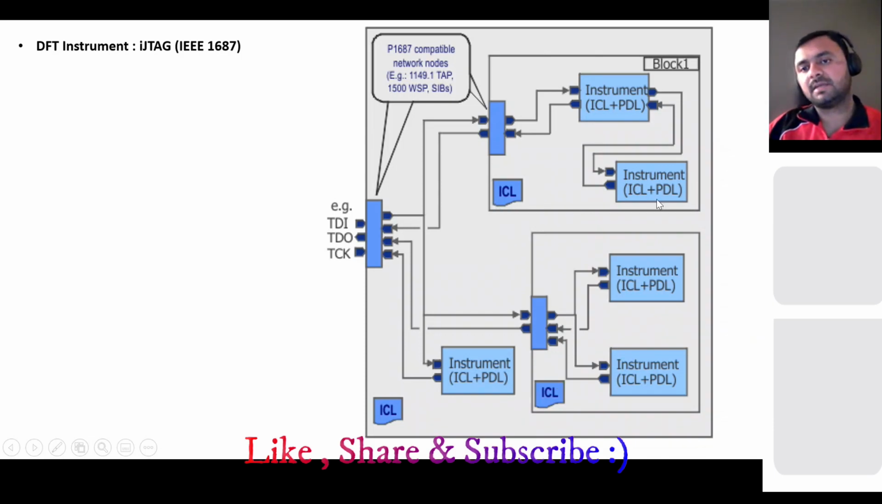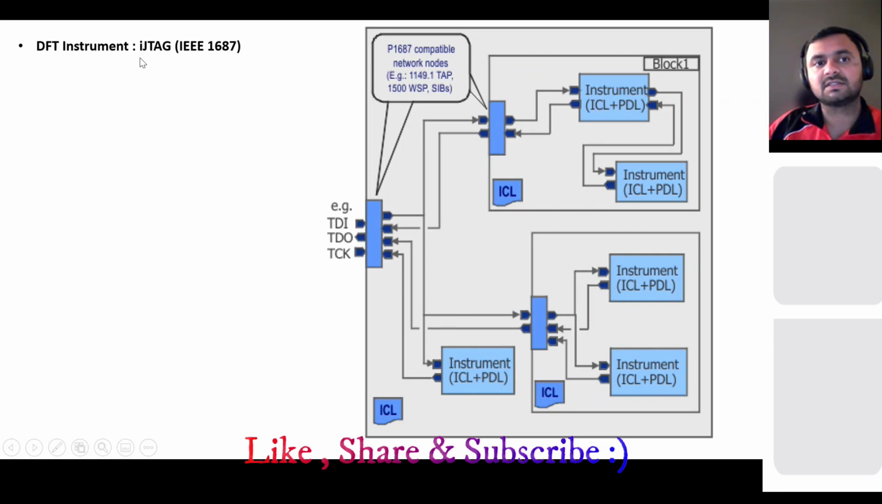So ICL and PDL are nothing but instrument connectivity language and procedural description language. They have the information of the block, and some mechanism to access it directly from this TAP. We see this test access port: TDI, TDO, TCK. Using this TAP, you can easily access those instruments, and using those instruments, you can easily test your block. So IJTAG makes it very easy to test any of your blocks using those instruments.